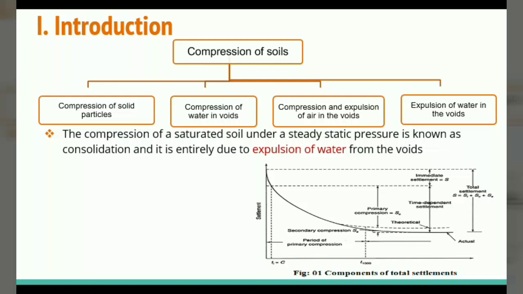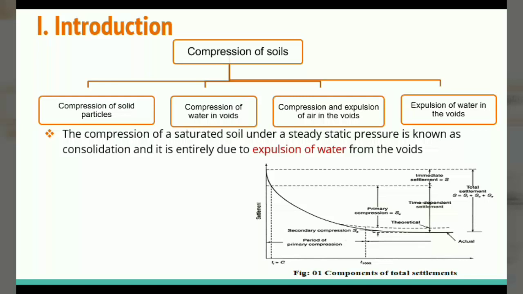So the settlement of a structure. Whenever a volume change occurs in a soil, whatever structure is built on the soil gets settled vertically in the downward direction, and that is called the settlement of a structure. So it is very important to study the consolidation characteristics to get an idea about the magnitude and the time of settlement for a structure.